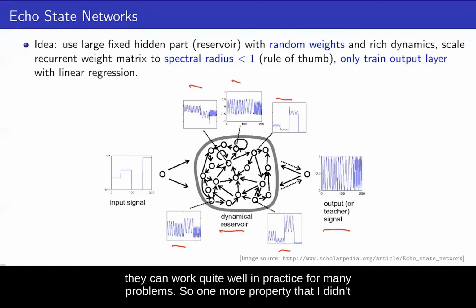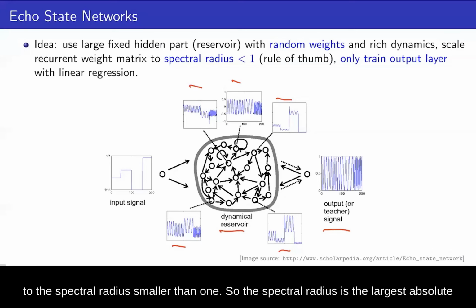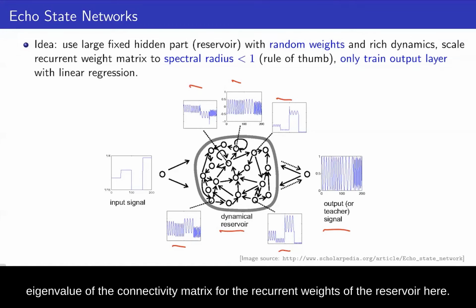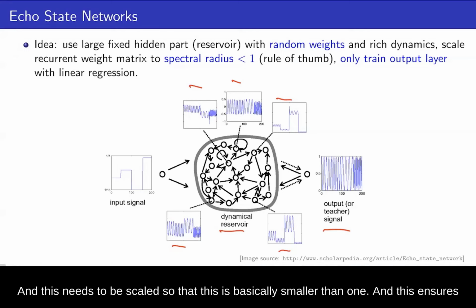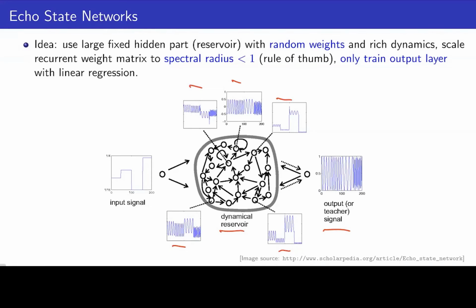So one more property that I didn't mention up to now is that one needs to take care of the scale of the recurrent weight matrix so that the spectral radius is smaller than 1. The spectral radius is the largest absolute eigenvalue of the connectivity matrix for the recurrent weights of the reservoir here. And this needs to be scaled so that it is smaller than 1. And this ensures stability and ensures that the dynamics of the network don't amplify and saturate at some point.